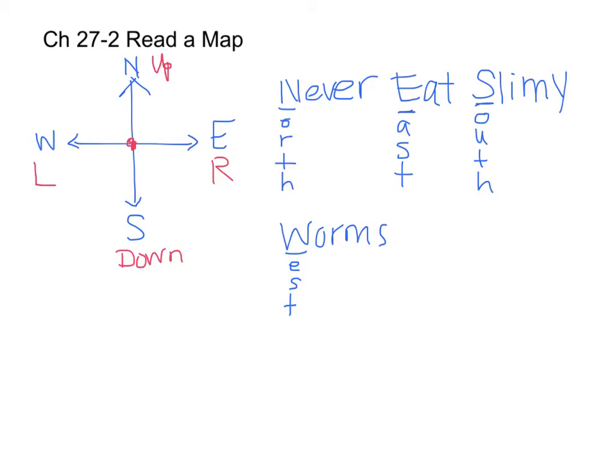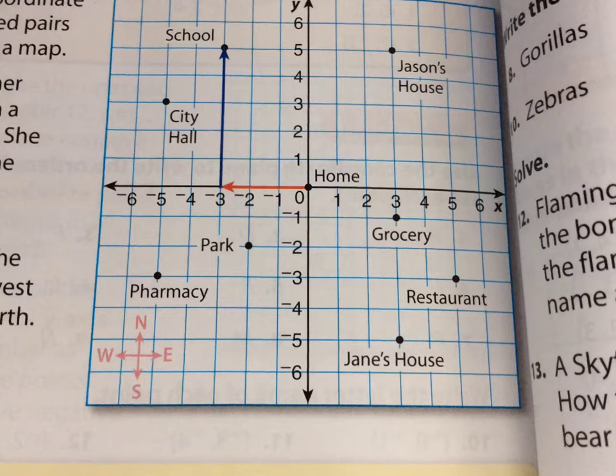Okay? So if we look at the picture, we are at Nomi's house, which is right here on the map, at 0, 0 on the origin. And they want us to find out where she ends up if she were to go 3 blocks west. So 3 blocks west means going to the left. 3. And then you're going to go 5 blocks north, which is up 5. And where does she end up? School. Okay? So she ended up at school.